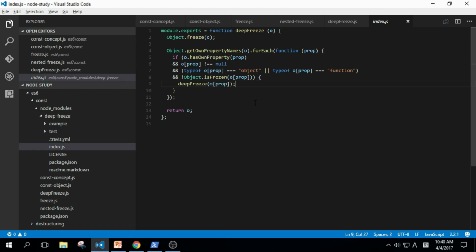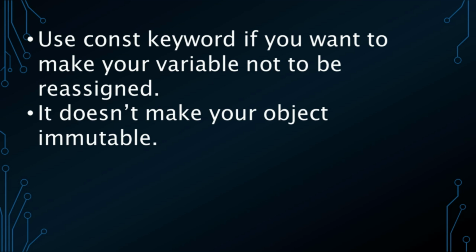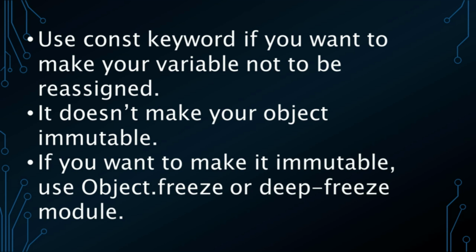We learned everything about the const keyword. So let's review what we have learned. You should use const keyword if you want to make your variable not to be reassigned. And the const keyword doesn't make your object immutable. So if you want to make it immutable, use Object.freeze function or deepFreeze module.